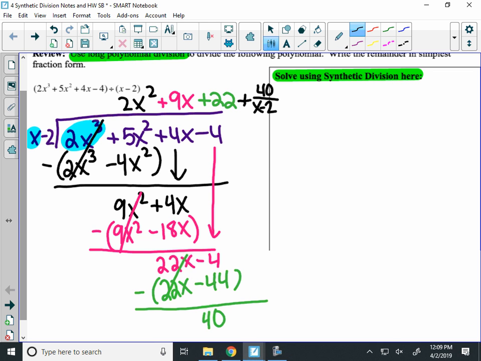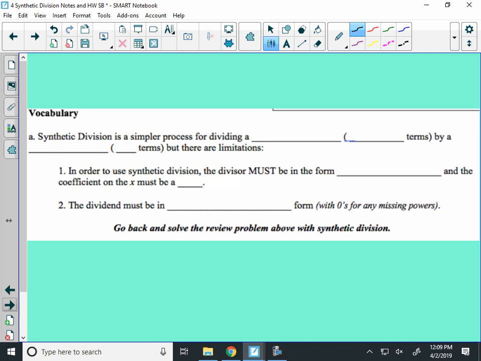But let's get a definition in here. Synthetic division is a simpler process for dividing a polynomial. And a polynomial, remember, means many terms. So we're dividing something with many terms by a binomial. And a binomial has 2 terms.